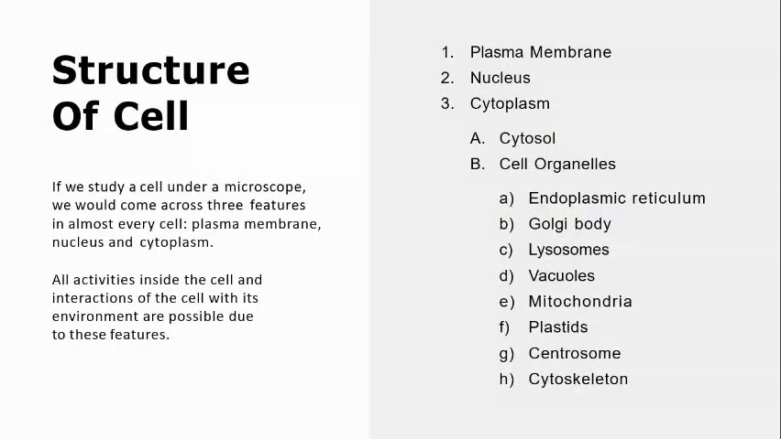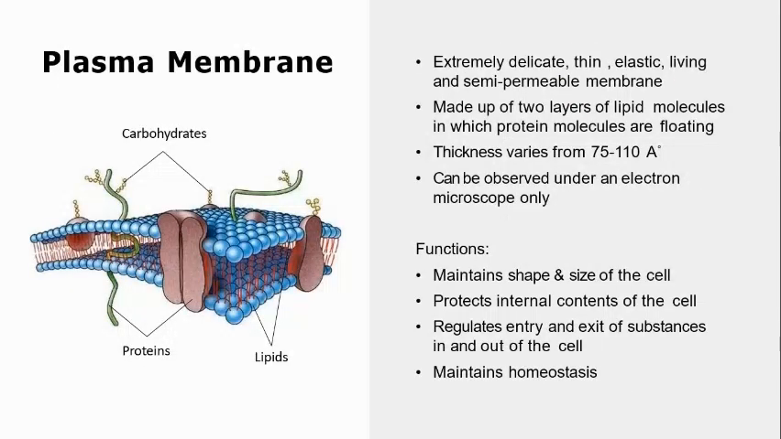If we study a cell under a microscope, we would come across three features in almost every cell. These three features are the plasma membrane, the nucleus, and the cytoplasm. All activities inside the cell and interactions of the cell with its environment are possible due to these structures. So let's start with the plasma membrane.